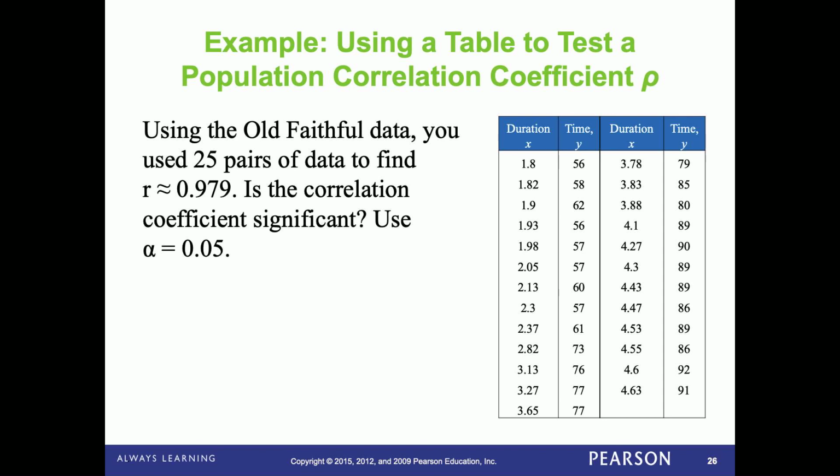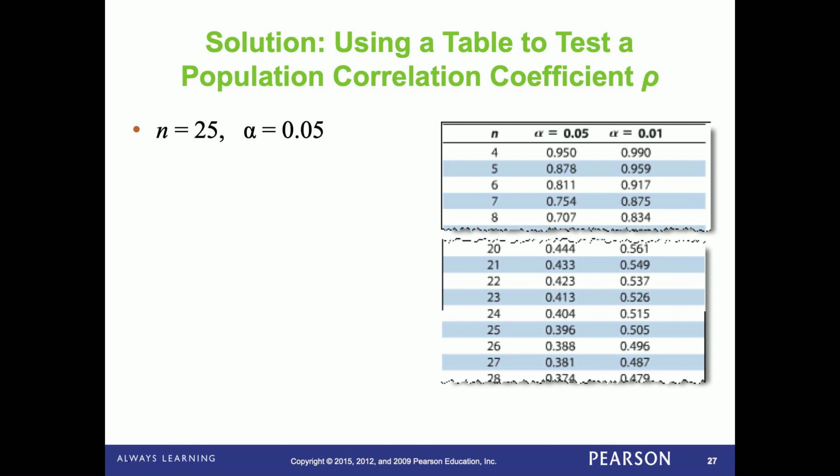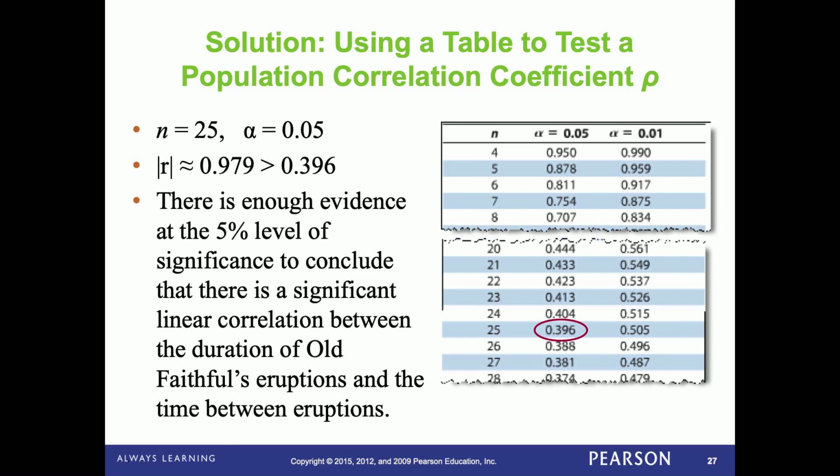All right, so here we have our r is 0.979 for 25 pairs, so n is 25, and we want to do a significance of 0.05. We go to our table, n of 25, 0.05, 0.396, and we notice that 0.979 is greater than 0.396, so it is significant.